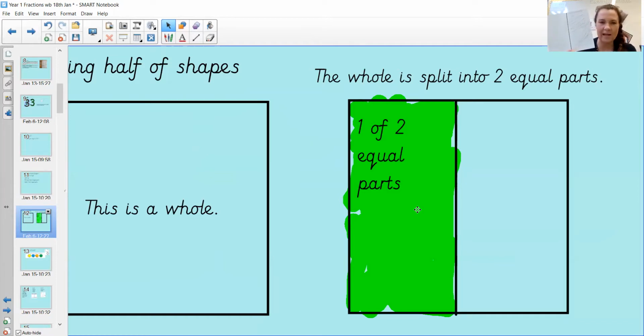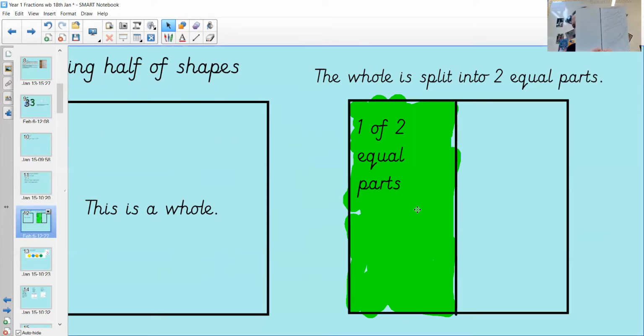So we're going to say something. You're going to be my echo again today. And what we're going to say is: half is one of 2 equal parts. Half is one of 2 equal parts. You say it. We'll do it one more time. Half is one of 2 equal parts. Much better, I heard you that time. Okay, so one of 2 equal parts. Half is one of 2 equal parts.